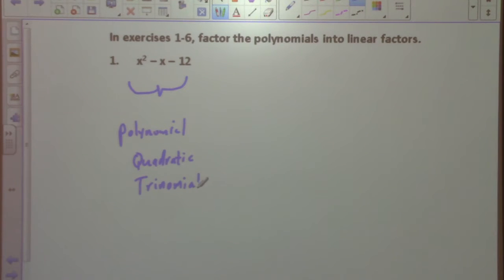And usually when you have the factors of a quadratic trinomial, they're going to be two linear factors, and these linear factors are going to be called linear binomials. And usually the product of two linear binomials is a quadratic trinomial. So that's just some basic vocabulary. And I appreciate you bringing that up even before we turn on the camera.